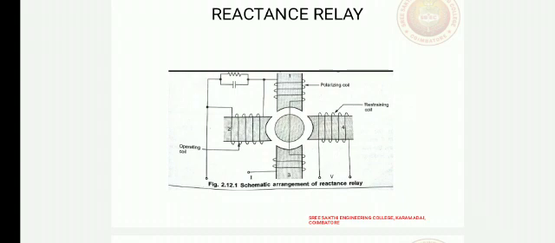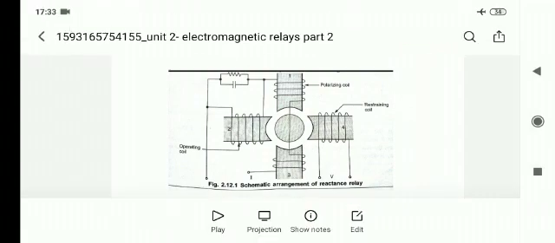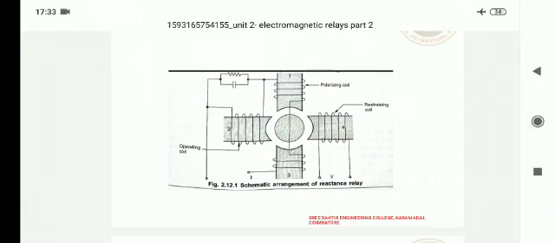The operating torque is produced by interaction of fluxes due to the windings carrying current coils, that is, interaction of fluxes produced by poles 1, 2 and 3, while the restraining torque is developed due to interaction of fluxes due to the poles 1, 3 and 4. Hence, the operating torque is proportional to the square of the current, I squared, while the restraining torque is proportional to the product of V and I.